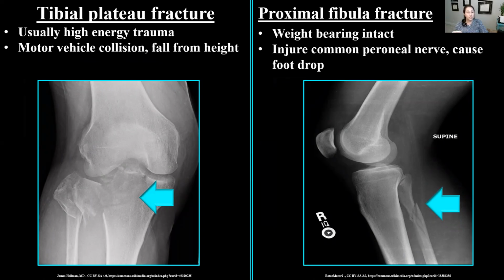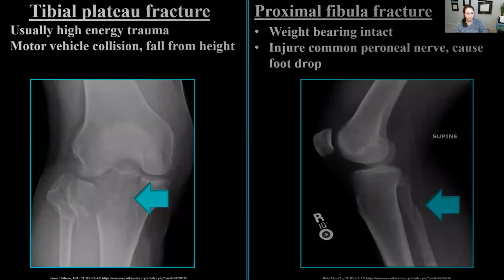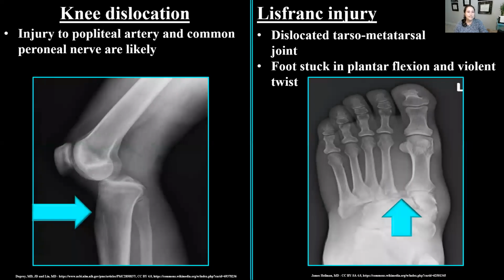When this injury happens, it can damage the peroneal nerve, and this can lead to foot drop on this one. Knee dislocation. The common injury that occurs with a knee dislocation is that the bone comes back into the popliteal space, and that can damage the popliteal artery and the peroneal nerve. Lisfranc injury. This is usually some kind of violent twist as the foot is stuck in plantar flexion.